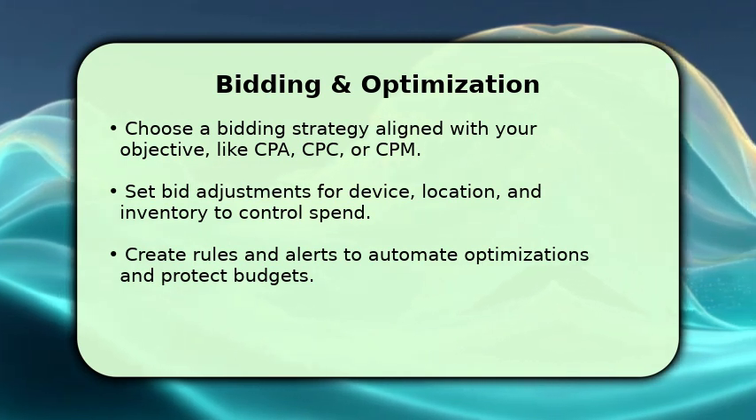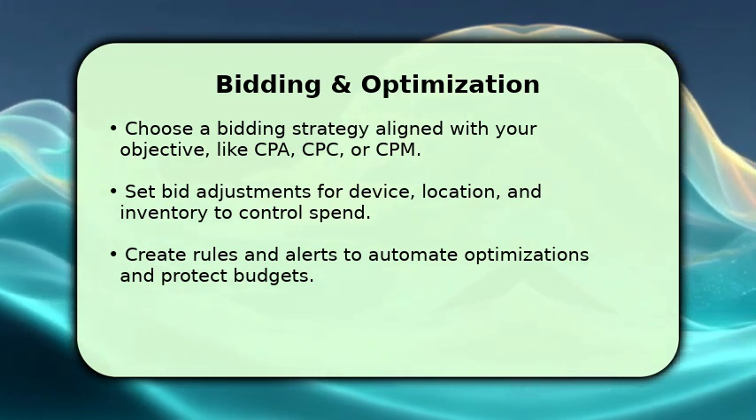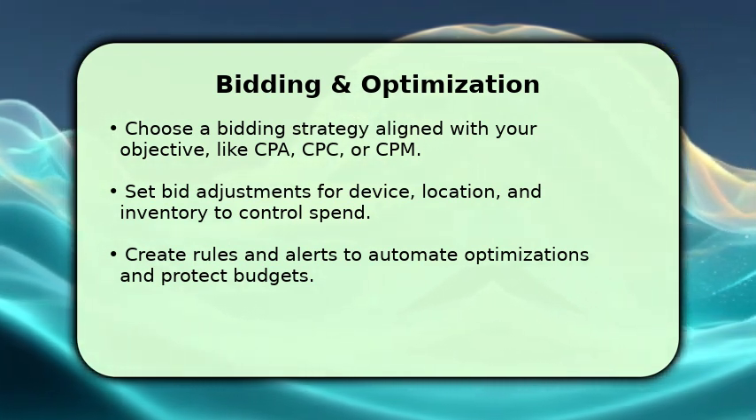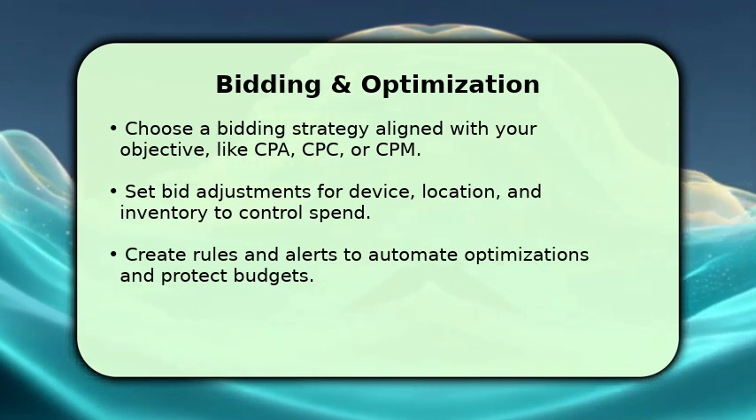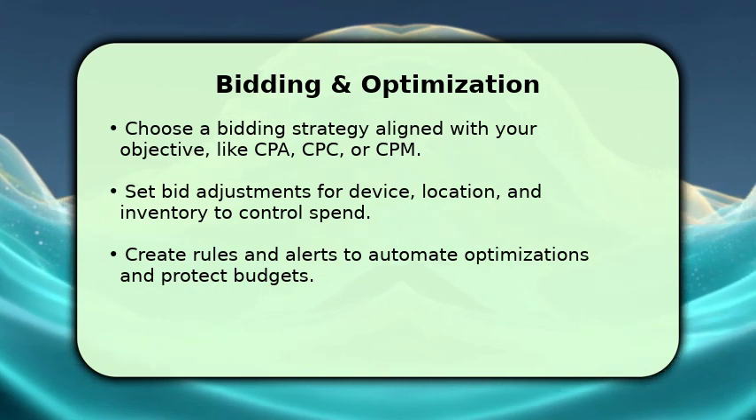Use automated rules to raise or lower bids, pause underperforming line items, and trigger alerts for budget or delivery issues. Iterate often to refine bids and improve campaign efficiency.